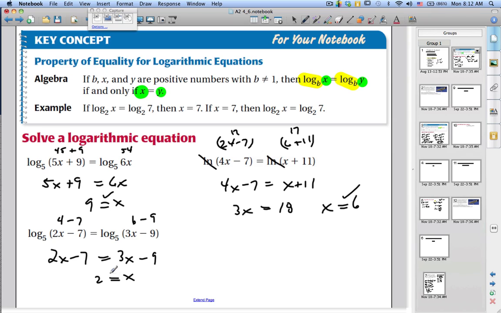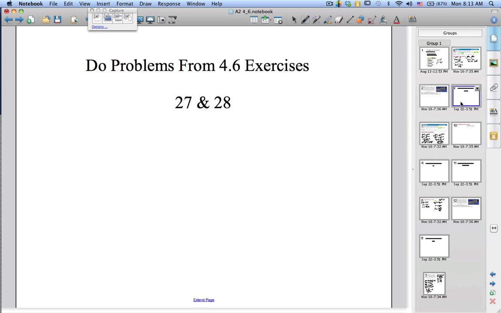It's not possible. Okay, so when you have domain restrictions on these items, like you have domain restrictions in even roots, if you end up with a value when you plug it in here that can't be done, that's an extraneous solution. So you want to be checking your solutions to see if they're extraneous. Go ahead and do some practice. Do problems 27 and 28. Make sure that you check for extraneous solutions.